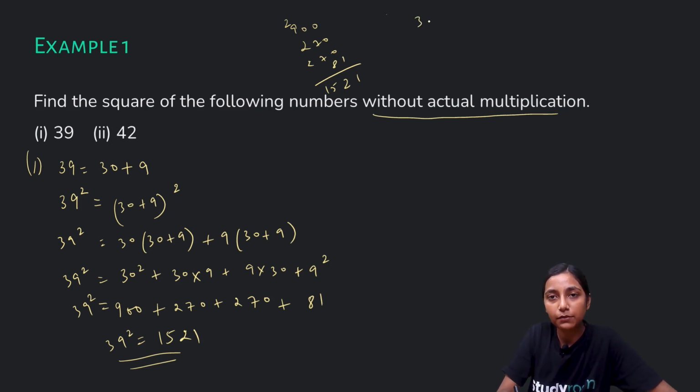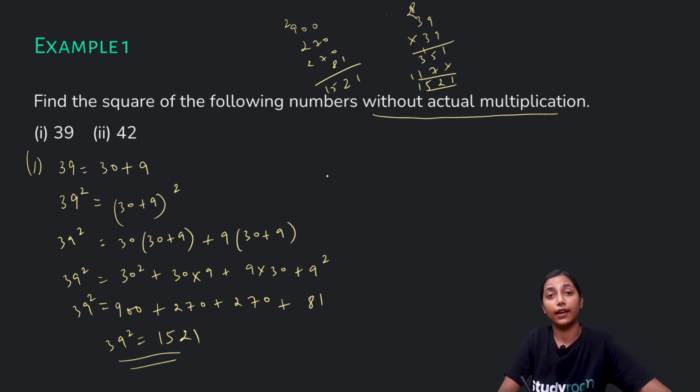But what if we actually multiplied? Then we have to find this. So let's just check, are the answers coming to be the same? This is 1521 again. So this was the method of how to find the squares of numbers without actual multiplication.